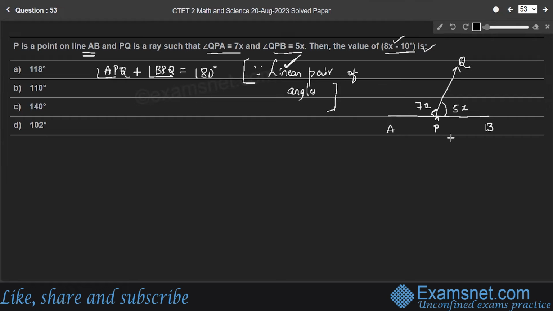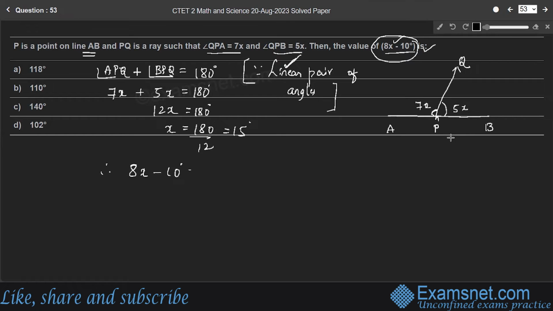Therefore, APQ is 7x according to the question, and BPQ is 5x. The sum is 180 degrees. Therefore, 12x is 180. Hence, the value of x becomes 180 by 12, which is 15. The value of x is 15 degrees. Here we have to find 8x minus 10 degrees. So 8 into 15 is 120, minus 10, which is 110 degrees. So 8x minus 10 degrees is 110 degrees, option B.